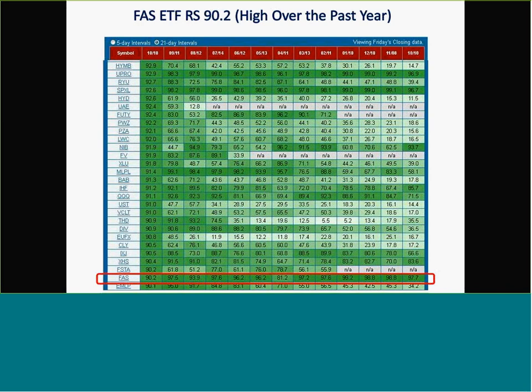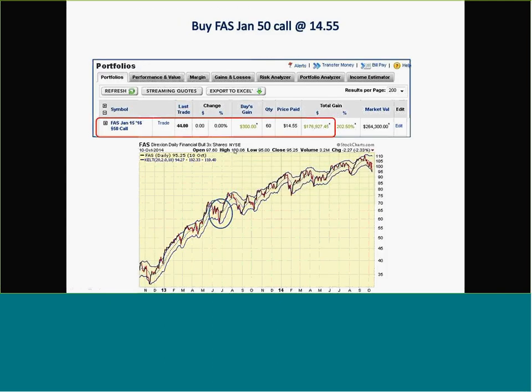Here's another example. This is for the leveraged financial fund, and we can see that's had a high relative strength over the past year. Right now it's at 90.2%. And I own 60 of the January 50 calls, and I bought them in this time period here when the ETF traded near this lower Keltner channel, got oversold, and that allowed a good entry price.